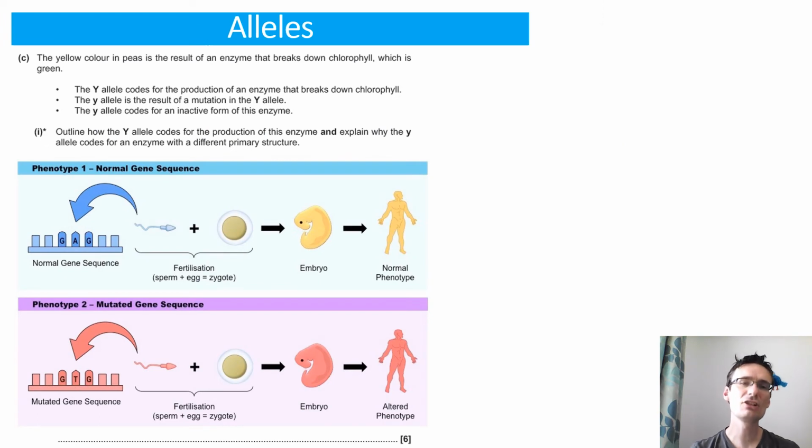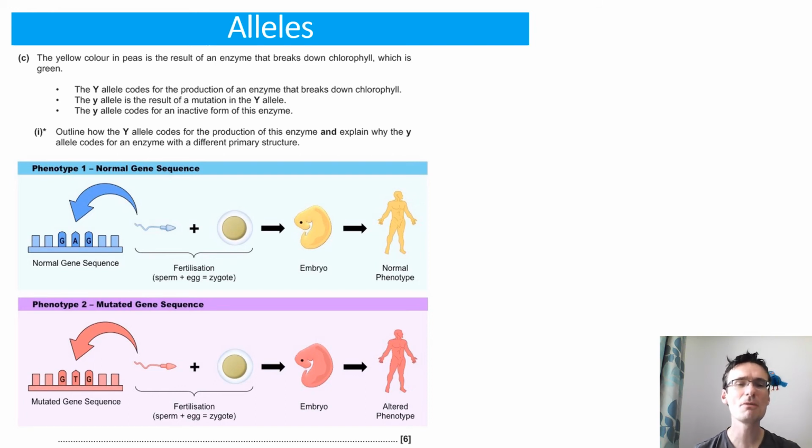Now, this could lead to a question, which we're not going to look at massively yet. I'm going to keep reintroducing this question to help you over the next few weeks or lessons. It says the yellow colour in peas is the result of the enzyme that breaks down chlorophyll, which is green. The Y allele codes for the production of the enzyme that breaks down chlorophyll. The y allele is a result of mutation of the big Y allele, so you've got a dominant and recessive one. The recessive y allele codes for the inactive form of this enzyme. Outline how the Y allele codes for the production of this enzyme and explain why the recessive y allele codes for an enzyme with a different primary structure.